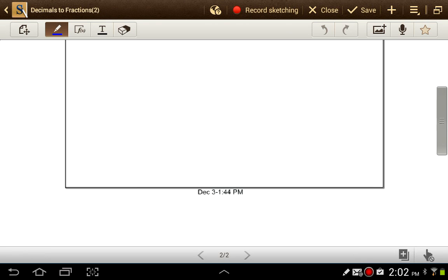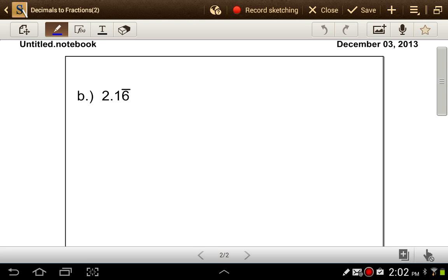In our next example here, I have 2.16 repeating. Just the 6 is repeating. The process is going to be the same, but we're going to be a little different. So I'm going to go over this one. First thing I'm going to do is set it to a variable. Now I'm going to ignore the 2 for right now. It's easier to do the problem if you don't think about the 2. So I'm going to make x equal to 0.16, just the 6 is repeating.